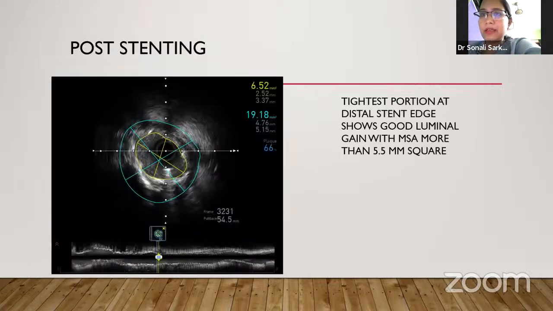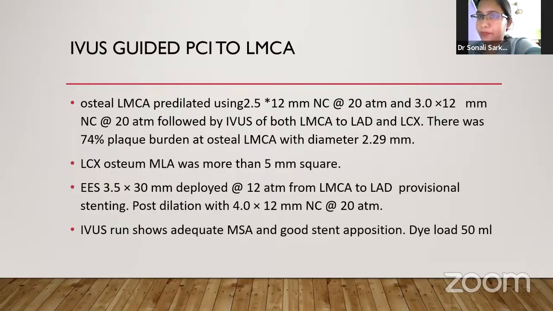The next slide. And post stenting, the tightest portion, which was at the distal stent edge with an area of 2.49, we could expand to an MSA of more than 5.5 millimeters square, which is adequate for an RCA among us Indians. It gave us a diameter of about 3.3 millimeters, so we were happy with the results.